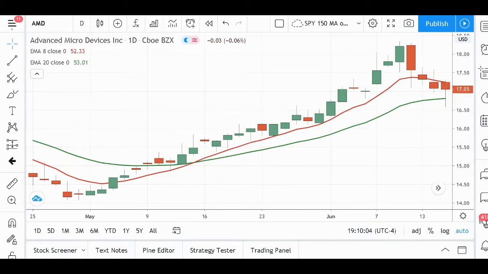So what do I have up there? I have two EMAs, two exponential moving averages. I've got the 20 period moving average in green here. That one moves a little slower. And then I've got the 8 period EMA, exponential moving average, and that's in red. That moves a little bit faster. So again, the 8 EMA is in red, the 20 EMA is in green.